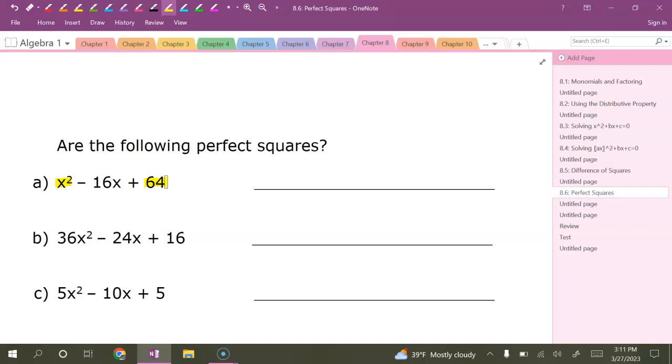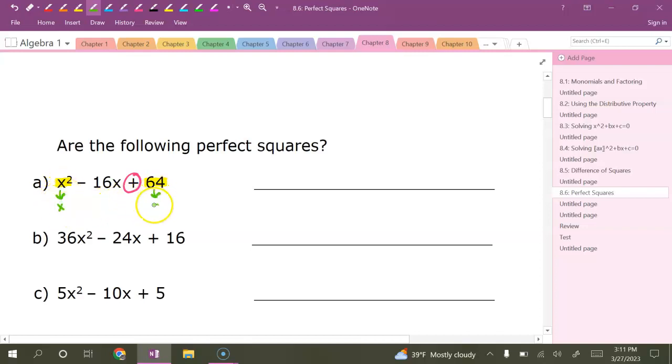Next, the sign in front of that b squared term can't be negative, and it's not. I've got a plus sign here in front of the 64, so it's not breaking that rule either. Then the middle term, this is number 3, needs to be double the a times b. If I square root x squared, that would give me an x.